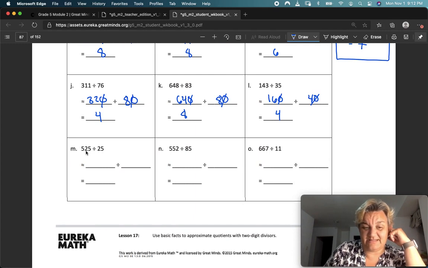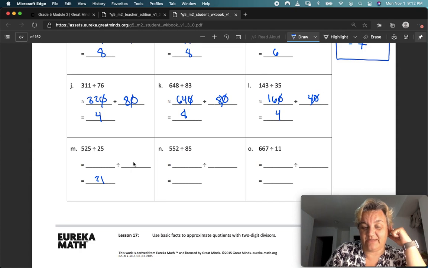This one, in fact, we could just solve, but we're not going to. Hang on. Because 25 goes into 100 4 times, and there's 500, so that's 20 plus 1 is 21. 21 is the actual answer.